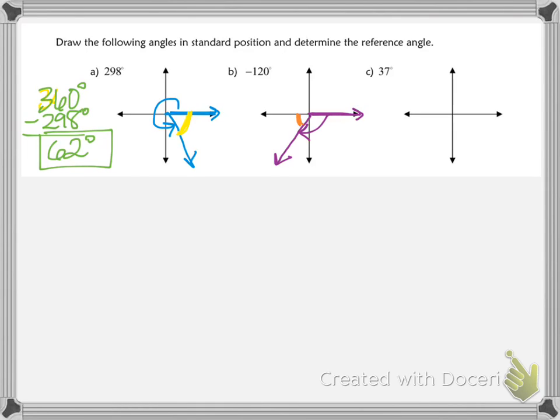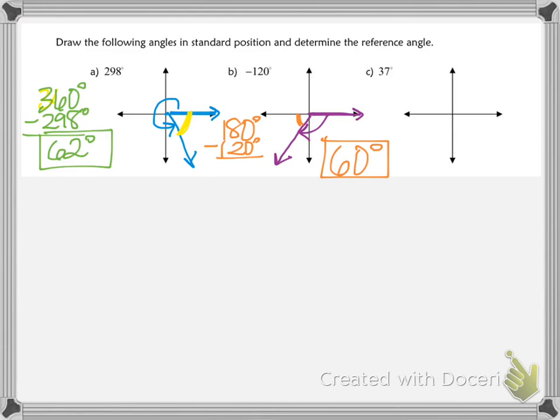So to get that, I really need to say, well, if I were to go this entire distance, it would be 180 degrees. So we want to do 180 degrees minus 120 degrees, which gives me 60 degrees for the reference angle.